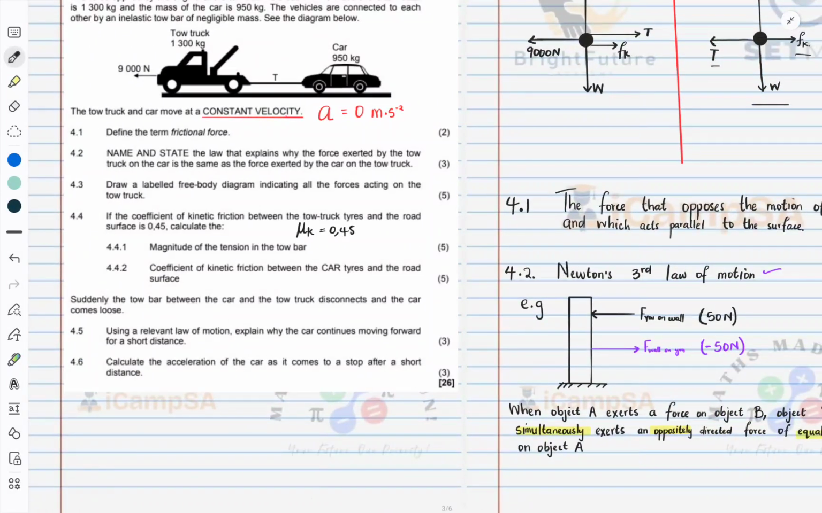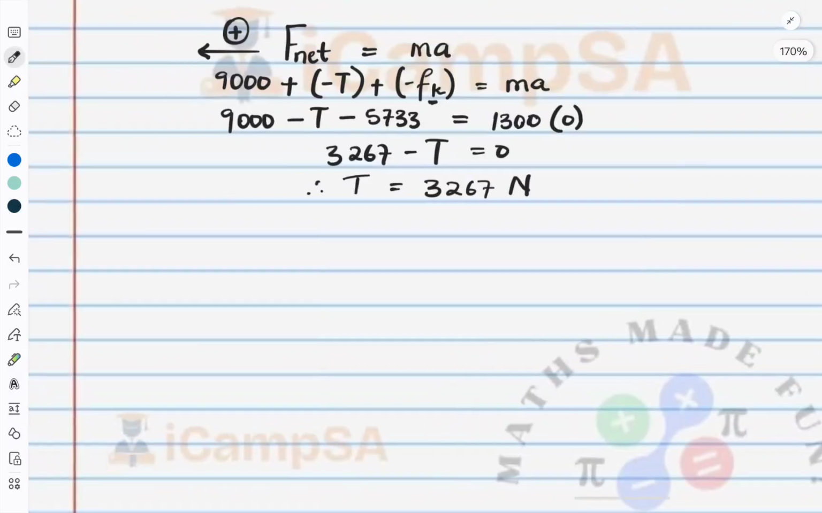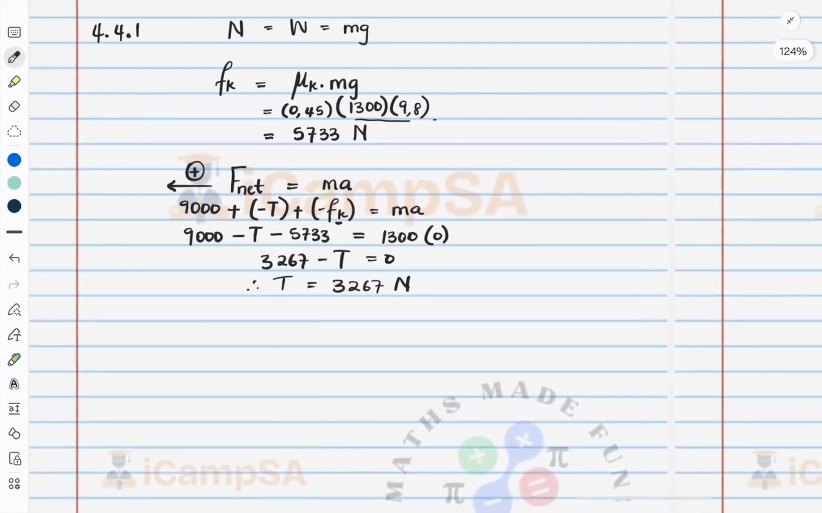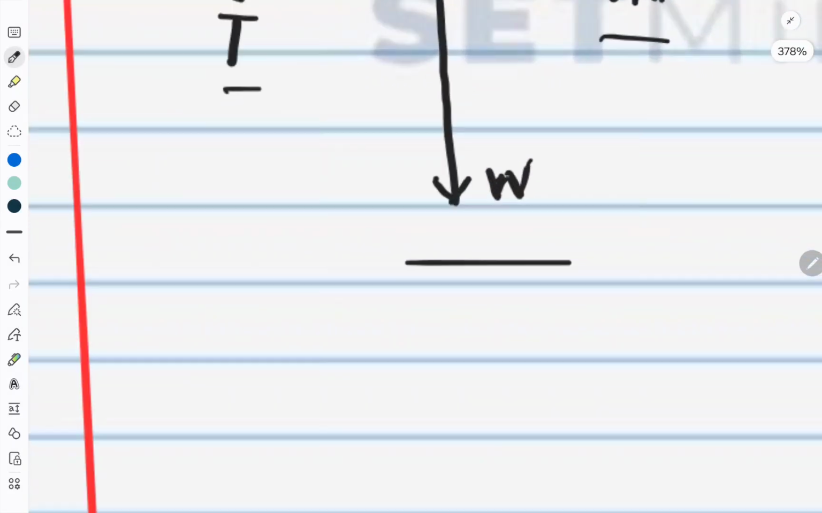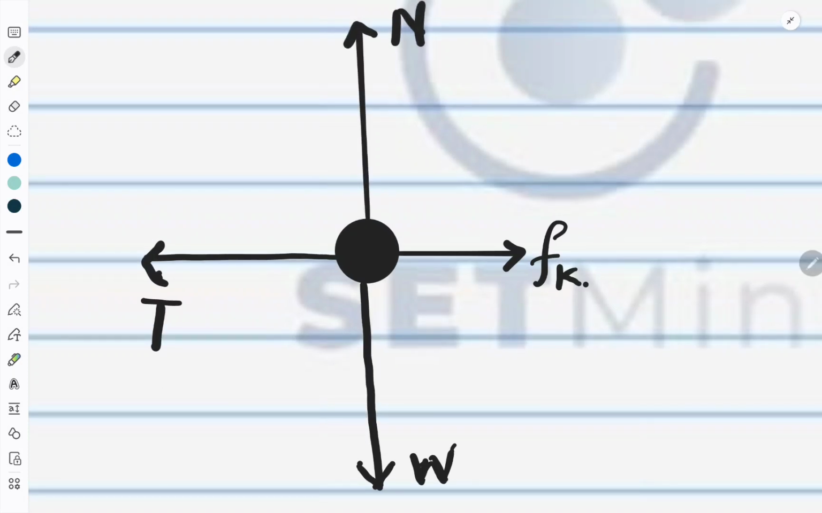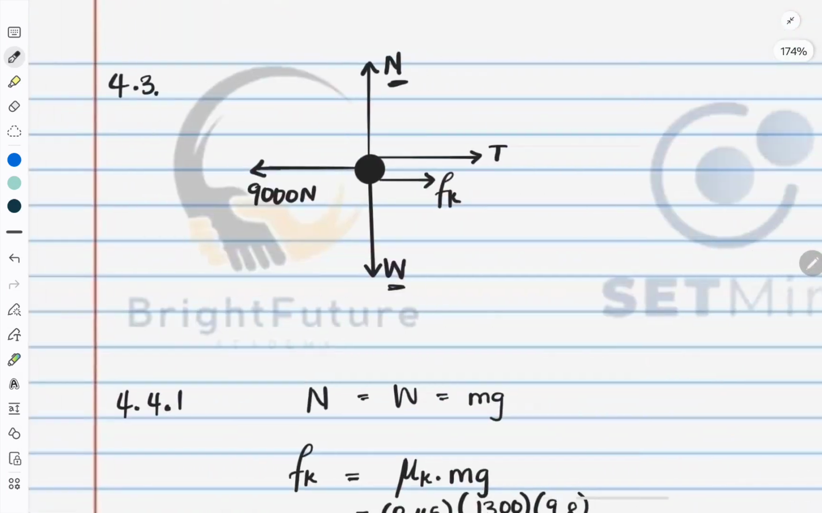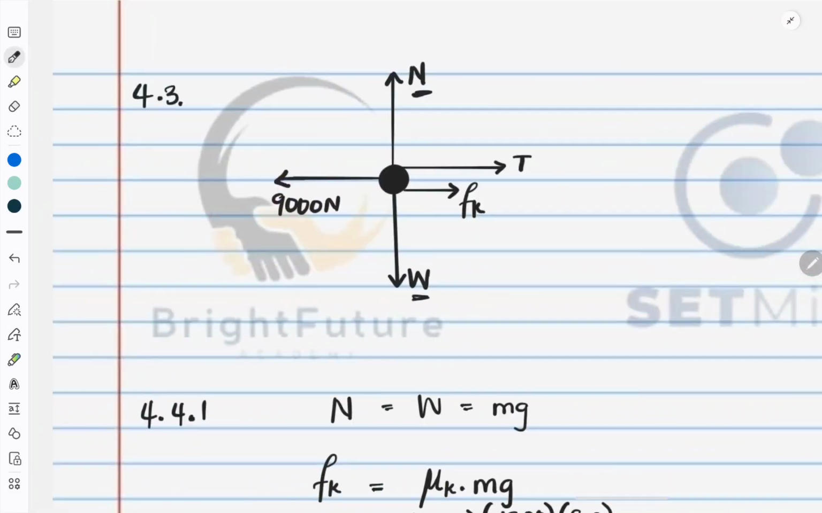And then now let's do the coefficient of kinetic friction between the car tires and the road surface. That's 4.4.2. So we are looking for mu k, but for the car, because the one that we were given in the problem was for the truck, the tow truck to be specific. So if we take sum of forces along the horizontal axis, we'll have T and Fk. We already know T, so we can find Fk in that one equation alone. And then from there, we can just calculate mu k. Let me show you what that looks like.